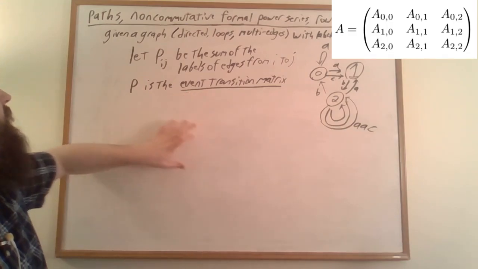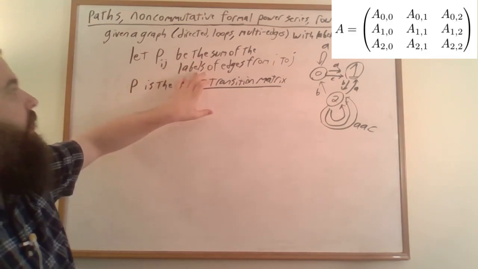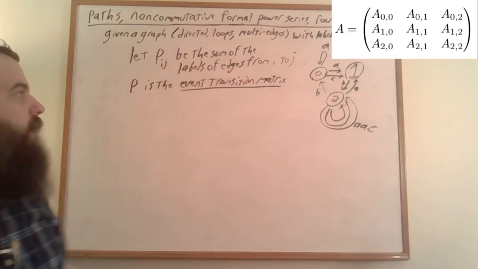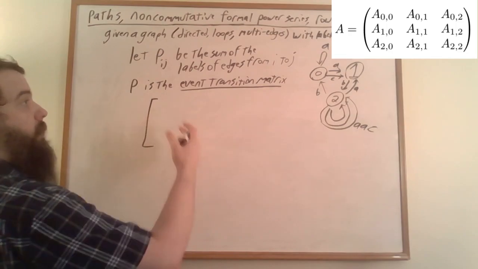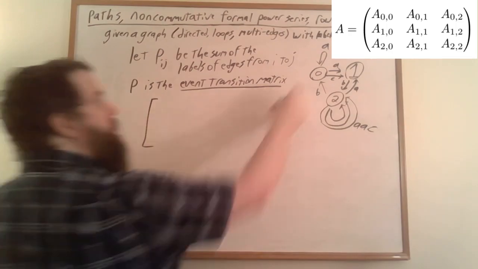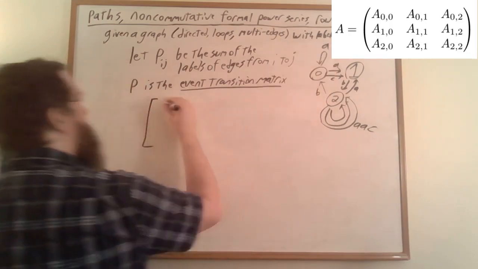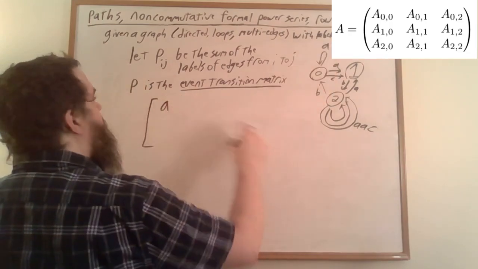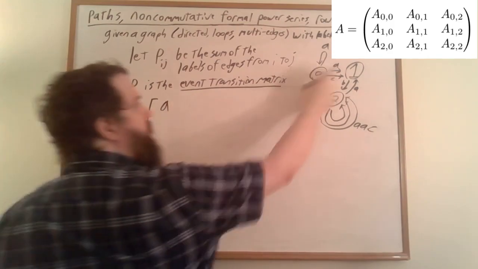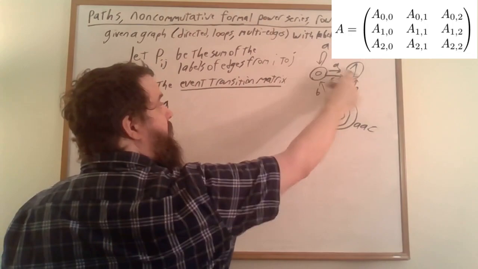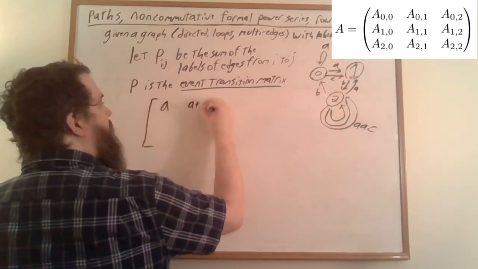And what we're going to do to construct this matrix, which we call an event transition matrix, is to simply let each of the entries in the matrix be the sum of the labels of edges from i to j. So the 0th entry is going to be the sum of the labels of the edges from vertex 0 to vertex 0. There's only one, so that's A. Entry 01 is going to be the sum of the edges from 0 to 1. There's two of them. There's A and there's C. So this entry here is A plus C.